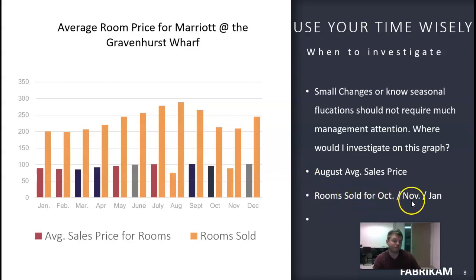And then also rooms sold for October, November, and January. These are fantastic, what they call banquet season. So what are we doing there to ensure that we're not selling that many rooms? So therefore, how do we up those numbers? What could we do?